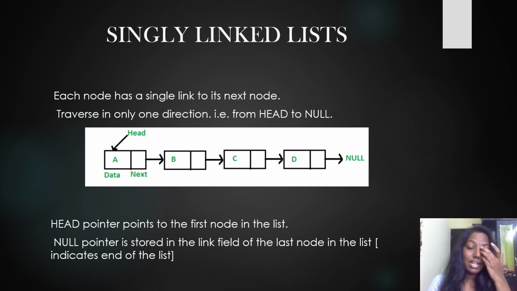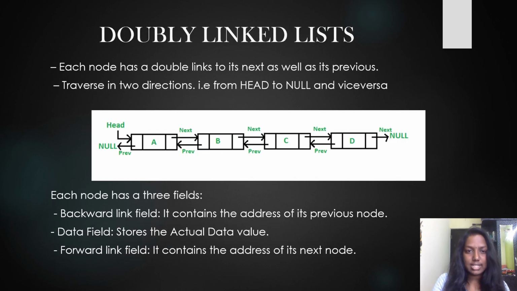In a singly linked list, each node consists of a single link to its next node, which traverses in only one direction, that is, from head to null. The head pointer is the pointer which points to the first node in the list, and a null pointer is stored in the link of the last node in the list, which indicates the end of the list.